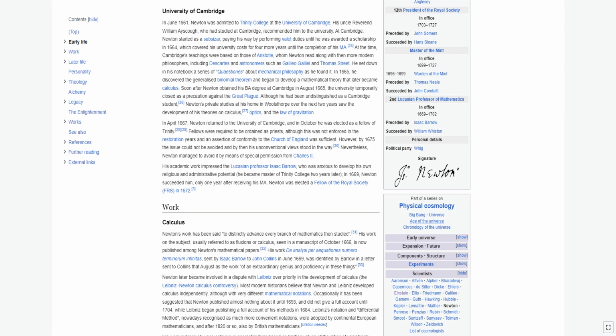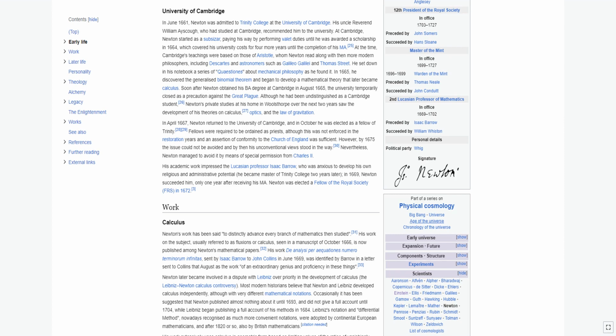Trinity. Fellows were required to be ordained as priests, although this was not enforced in the Restoration years, and an assertion of conformity to the Church of England was sufficient. However, by 1675 the issue could not be avoided, and by then his unconventional views stood in the way. Nevertheless, Newton managed to avoid it by means of special permission from Charles II.